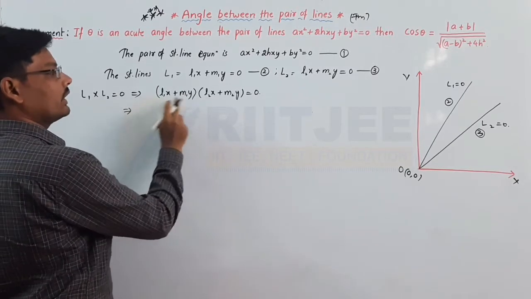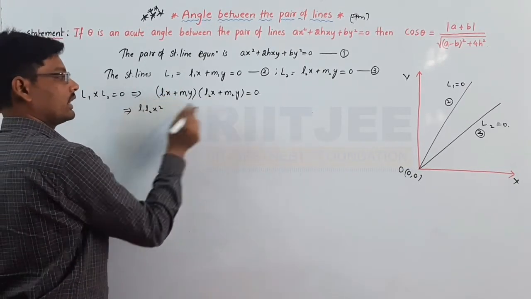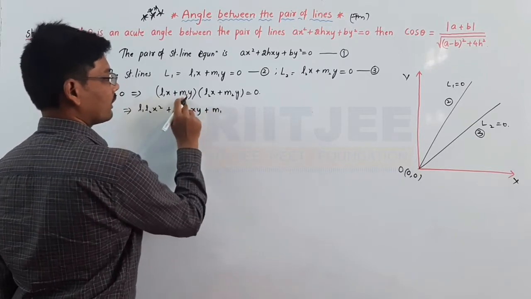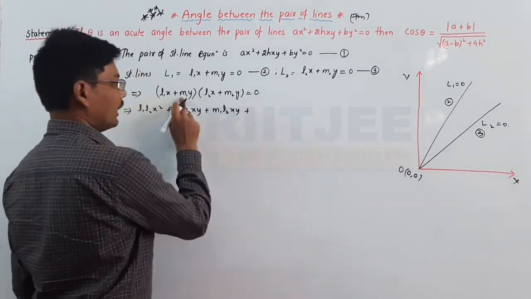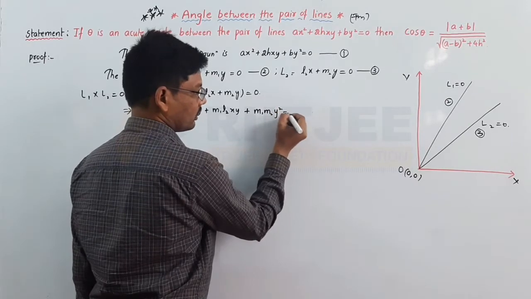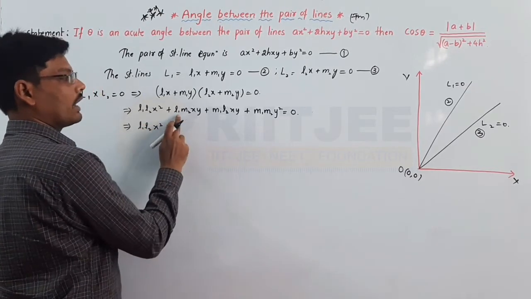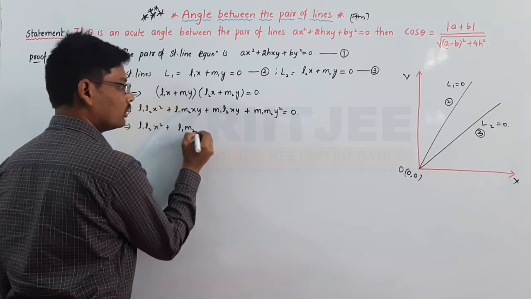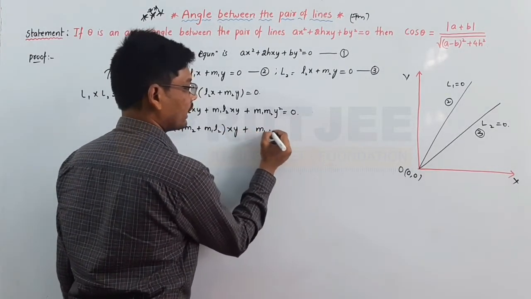What will happen? l1 l2 into x square, multiplying this term with the whole expression, plus l1 m2 x into y, plus m1 l2 x into y, plus m1 m2 y square equals 0. So l1 l2 x square plus, if you take xy as common, (l1 m2 plus m1 l2) into xy plus m1 m2 y square.